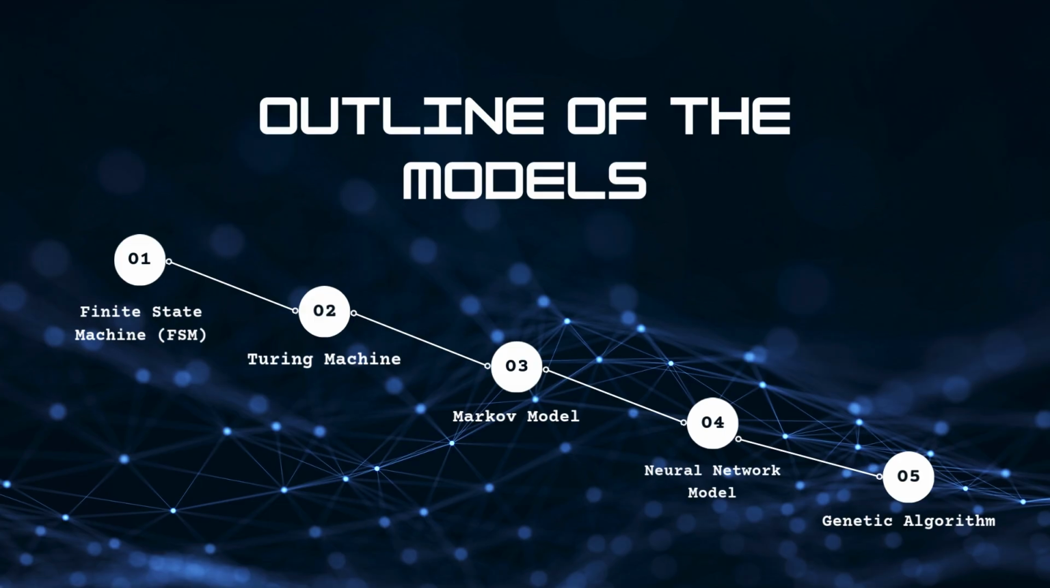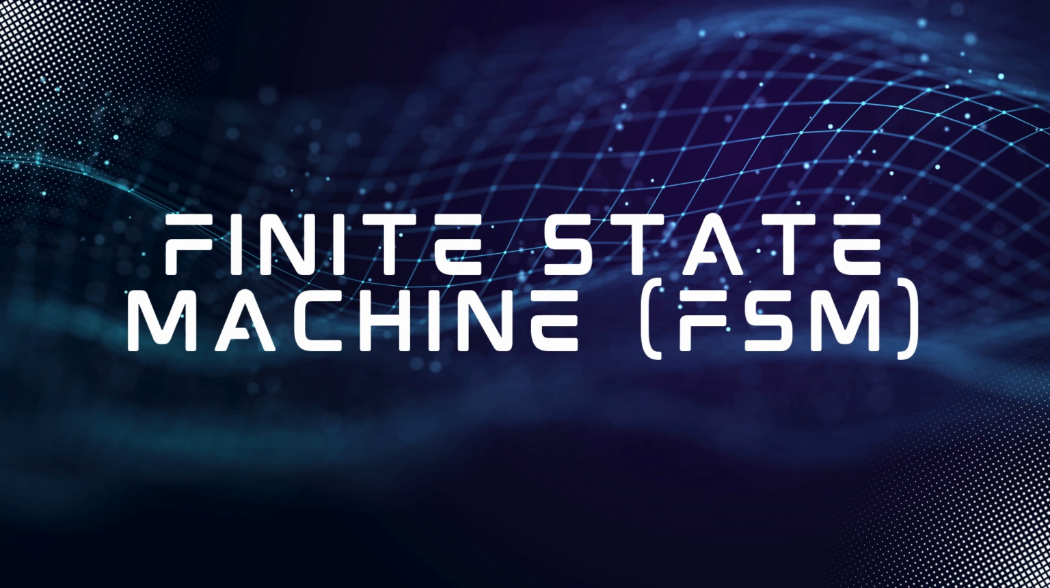So for the outline of the models, first is the Finite State Machine, next Turing Machine, next Markov Model, next Neural Network Model, and lastly Genetic Algorithm. 1. Finite State Machine, FSM.